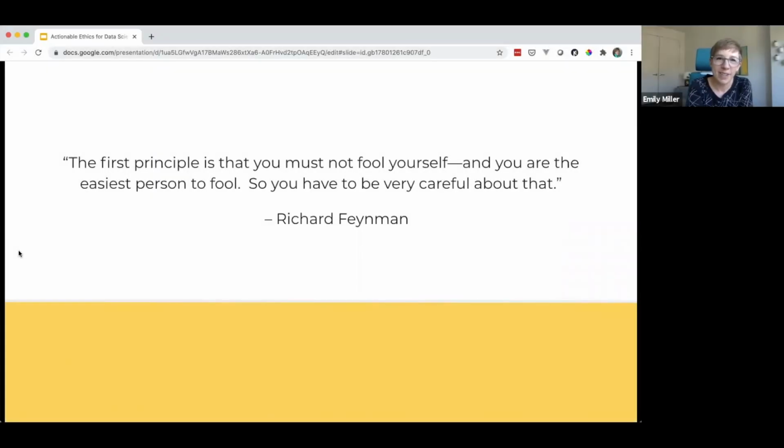I want to leave you with this quote today by Richard Feynman, who says that the first principle is that you must not fool yourself, and you are the easiest person to fool. So you have to be very careful with that. My hope is that today, even though I have not told you what the right answer is or what you should do, hopefully this framework has given you a way to try not to fool yourself. Hopefully it has given you a set of questions that you can ask so that you can be intentional in your choices and so that you can move beyond just having good intentions.